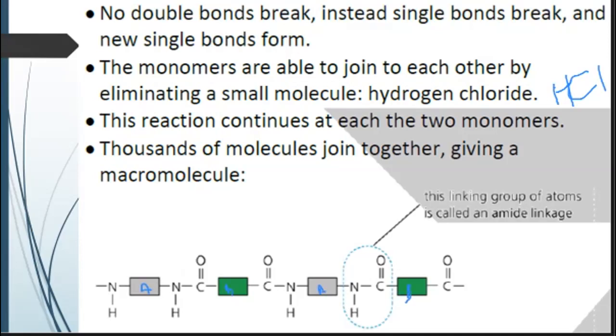Right? And again, if you look closely, you can see that NHC double bond O, that linkage, which is called a peptide linkage, is repeated over and over. A peptide or amide linkage is repeated over and over and over. NHC double bond O. That is the unit that is repeated over and over and over.